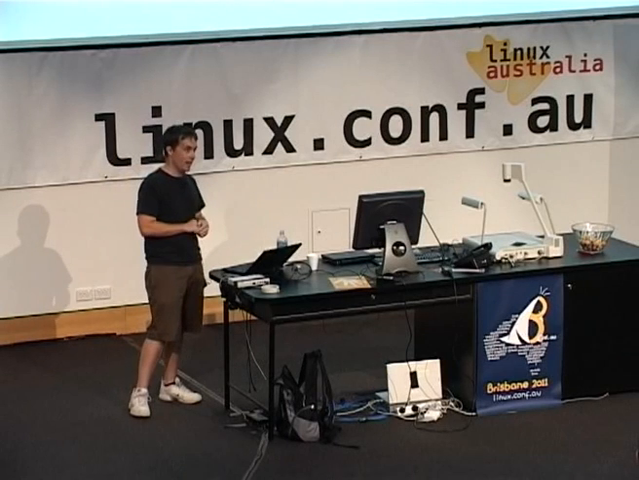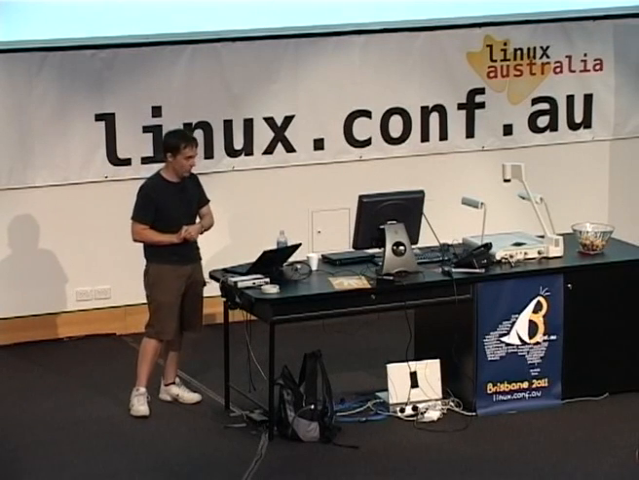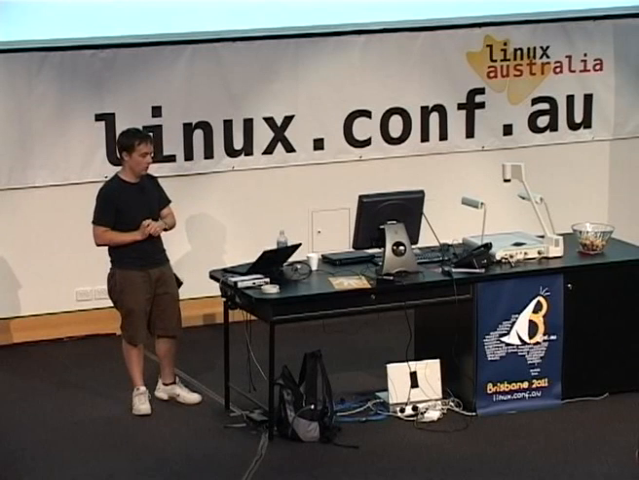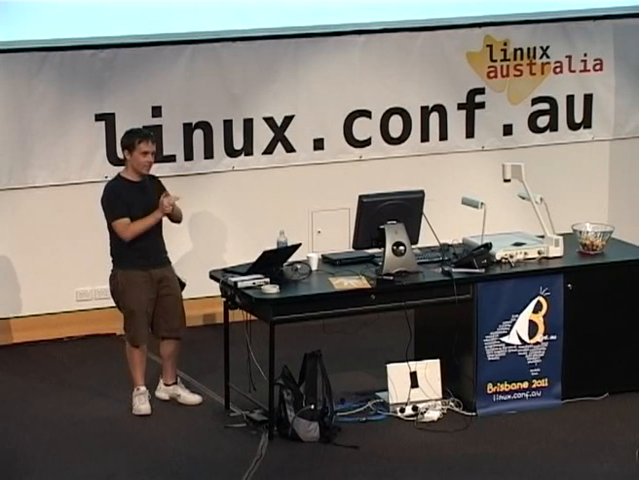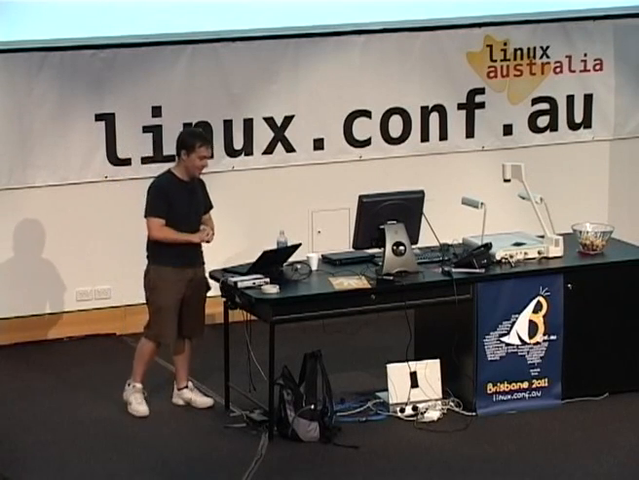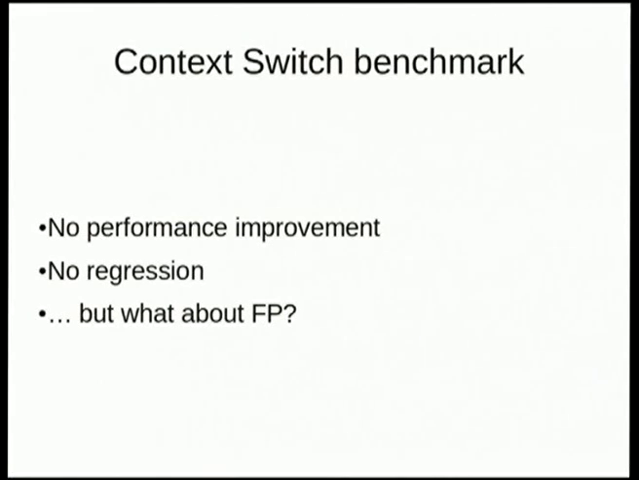If we do this, we get about 40 to 50,000 context switches per second. So a lot more kernel overhead. So if we do this, what happens? No performance improvement, but no regressions again. But we've completely forgotten about floating point.